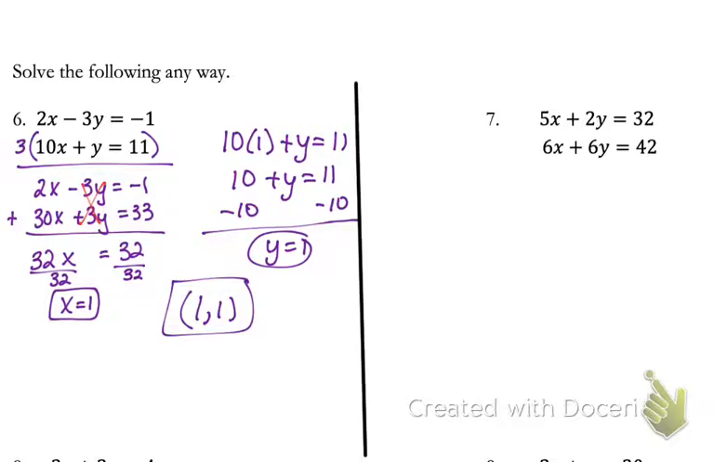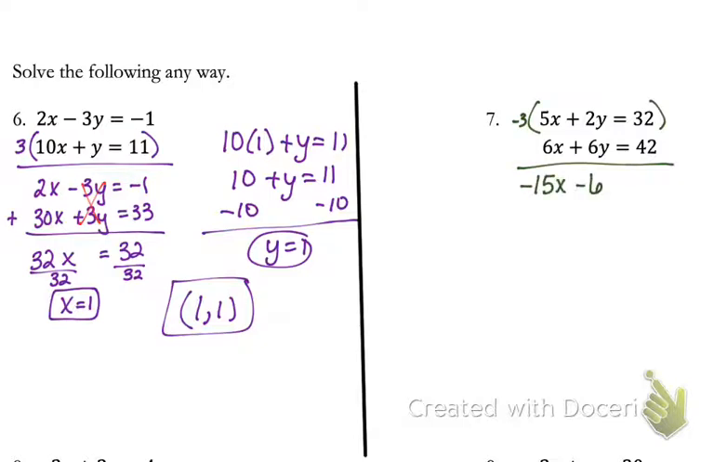Problem number 7, this time again I would definitely use elimination. On problem 6 we could have used substitution since there was a y that just had a coefficient of 1, but for 7 I would use elimination even if I liked substitution more. So I'm going to eliminate my y's.